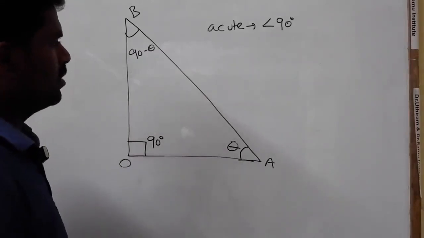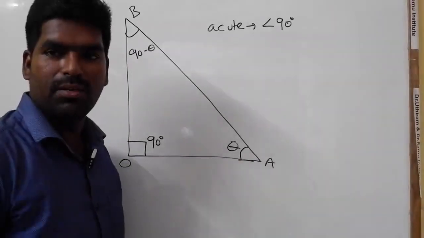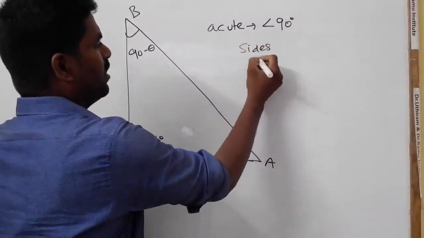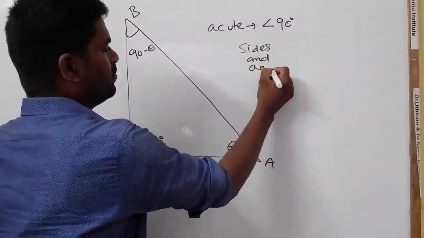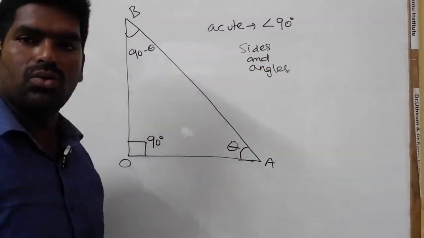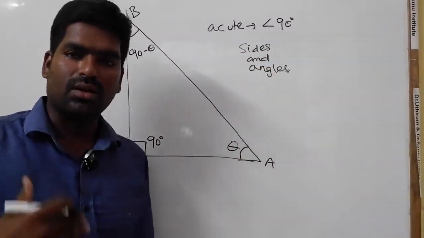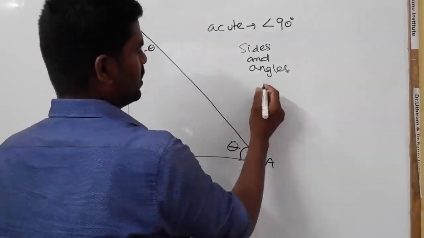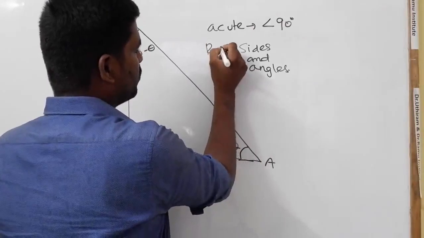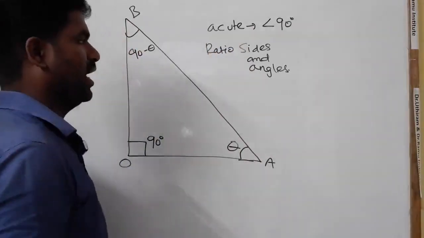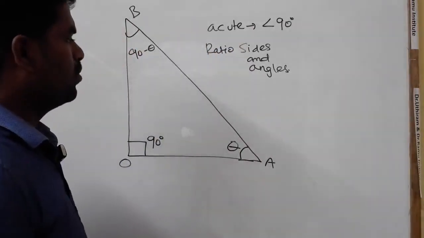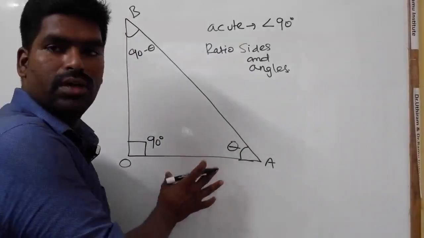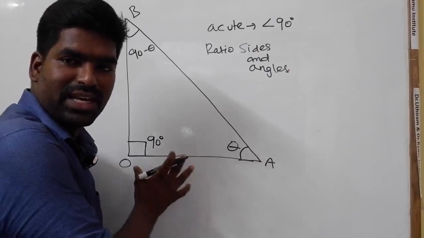So as I said, the core principle of trigonometry is built on the relations between sides and angles. In fact, we have to talk in terms of the ratio of sides and angles. That is the correct way of representing it. So, the ratio of sides and angles. Now, let me give you an intuitive explanation about the side.